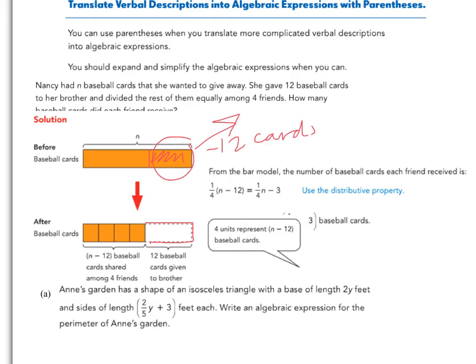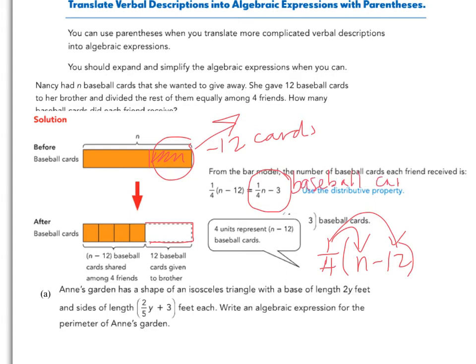So what you're going to get is 1/4. Each person's going to get 1/4 (N minus 12). So you distribute that. 1/4 of N is 1/4 N, and 1/4 of negative 12 is negative 3. So therefore, your answer is 1/4 N minus 3 baseball cards. That's what each person would get.